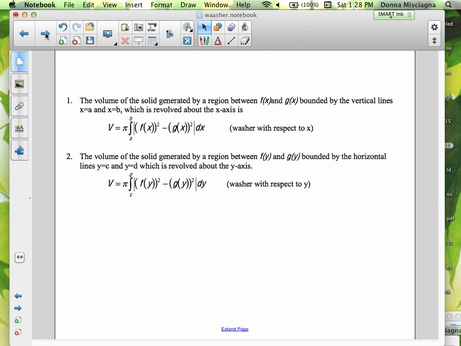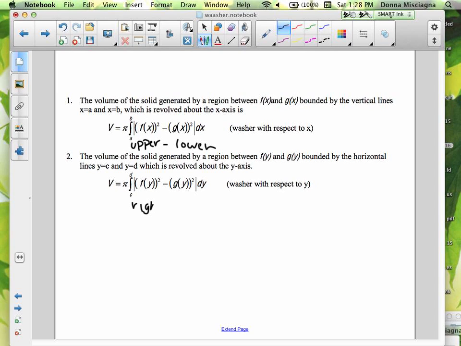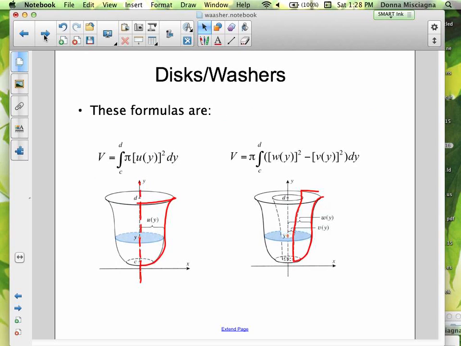If we're rotating around a vertical line, like the y-axis, we have pi times the integral from c to d. Now it's going to be f of y squared minus g of y squared dy. This one is going to be upper minus lower function, and this is right minus left. All right, so there are our formulas, and let's take a look at these.